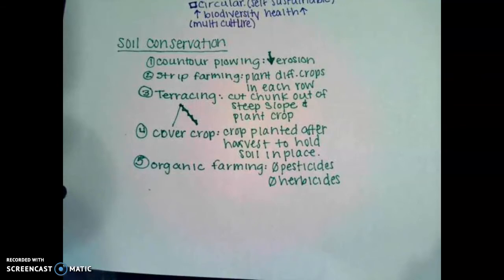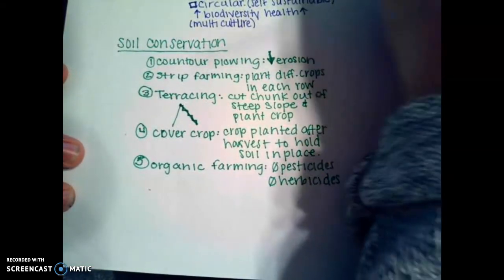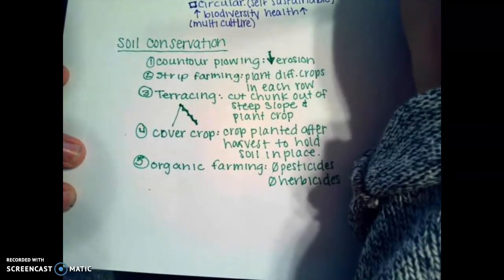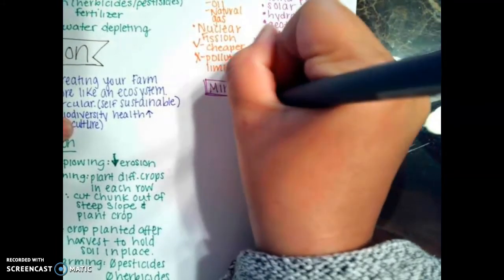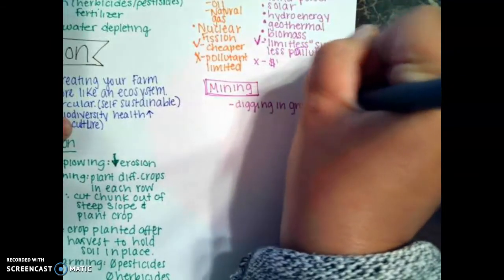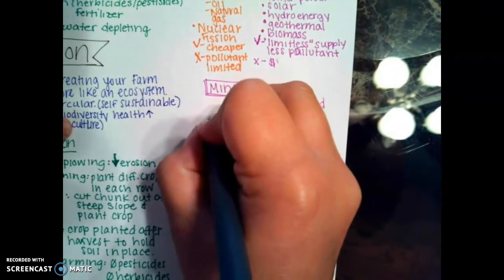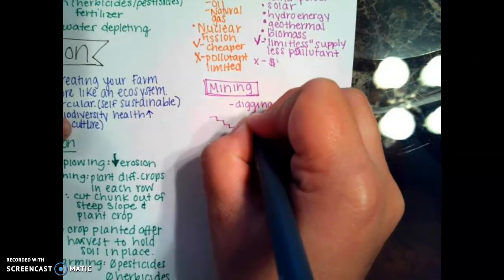We did talk about mining a little bit. One of the issues with mining, we'll write just a little bit of the mining down. I guess I forgot to talk about that. So mining, we can mine for minerals, we can mine for oil, but it's basically digging in the ground. We can do a surface mine, which kind of looks like this. Kind of like our rock quarries.